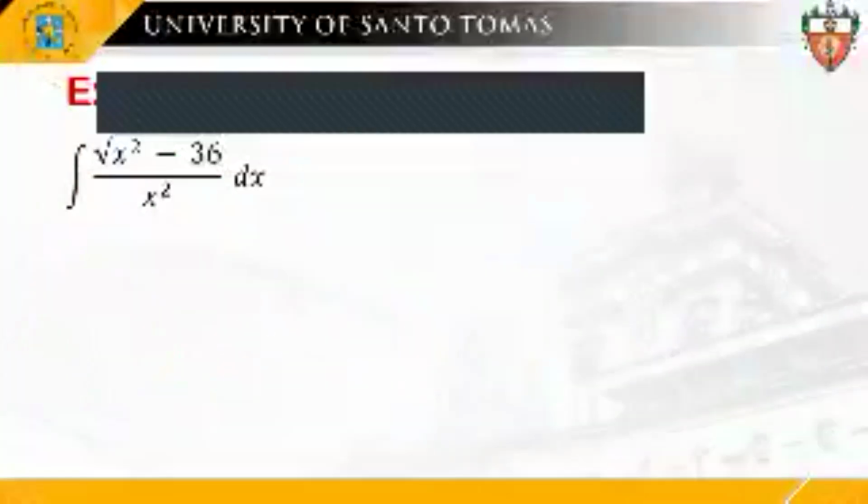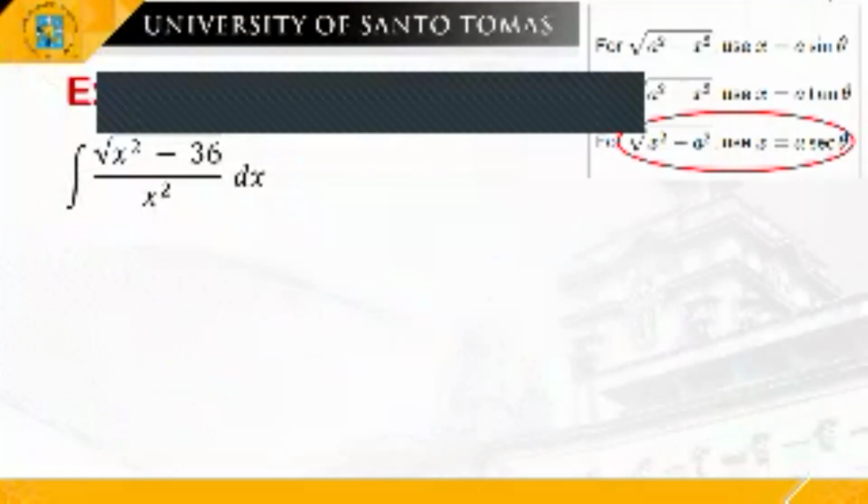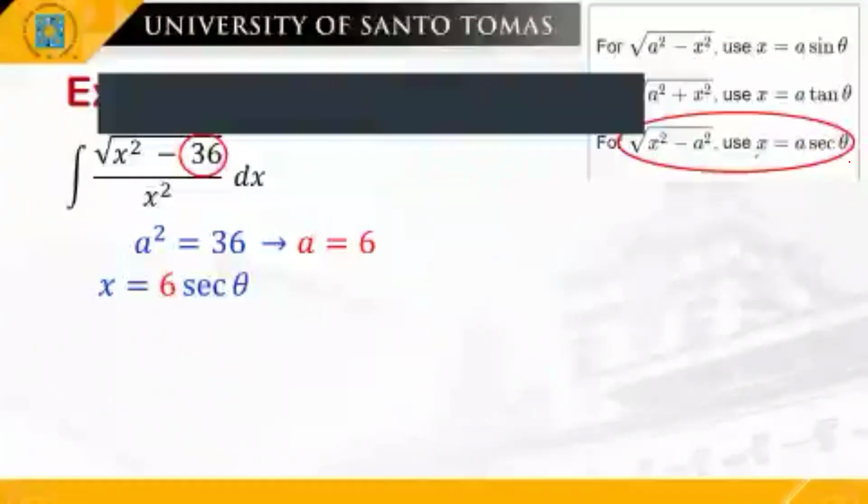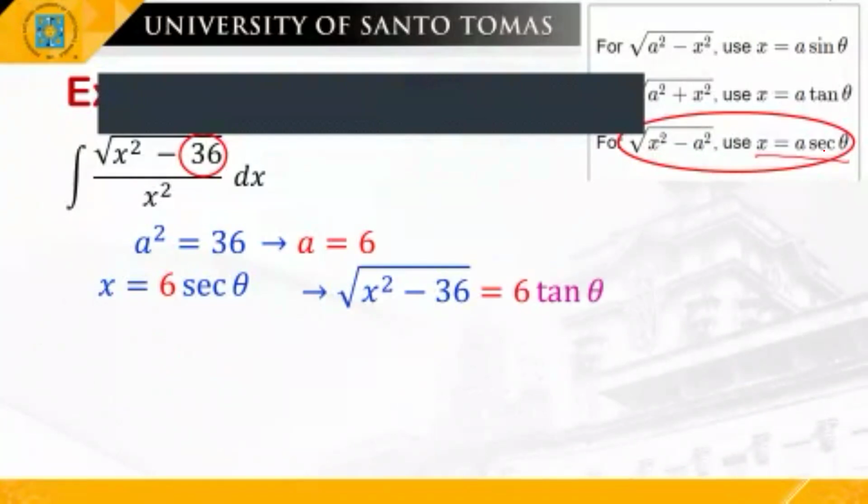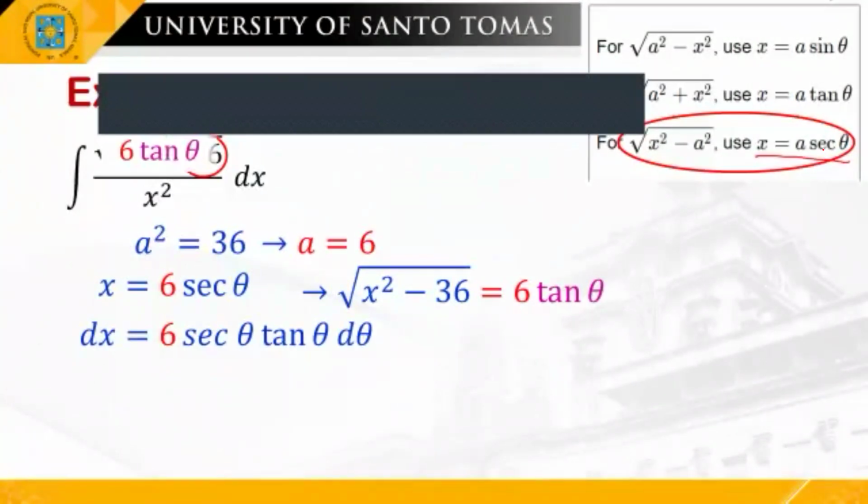Okay. So, this is the animated version of this problem. Ito yung ginamit natin. Tapos, ito yung identified a squared and then the a becomes 6. Alright. So, our x is this one using this formula, using that Trigo substitution. The radical becomes 6 tan theta. Tapos dx is the derivative, 6 secant theta tan theta d theta. Substitute natin.